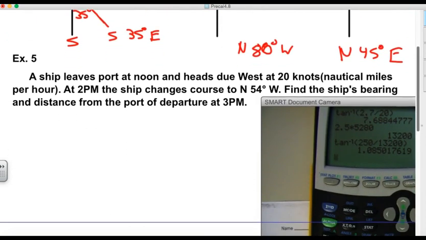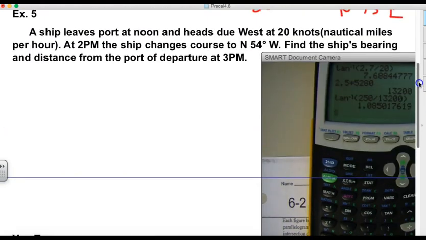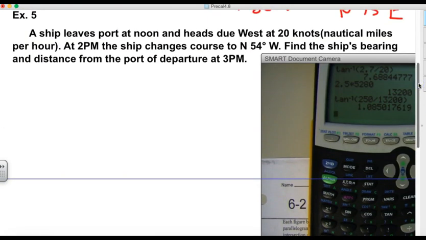So it tells us that a ship leaves port at noon and heads due west at 20 knots. A knot is a speed that is used in navigation on oceans, and all it really means is nautical miles per hour. So you can think of it as like miles per hour, but it's nautical miles per hour, and you'll hear it called knots. It's a little bit different than miles per hour.